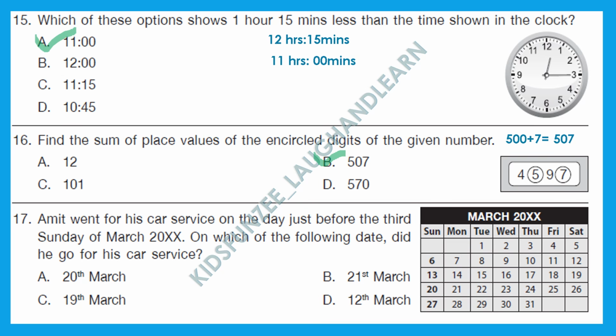Amit went for his car service on the day just before the third Sunday of March 20XX. On which of the following date did he go for his car service? So let's first find the third Sunday of this calendar. This is first Sunday, which is 6, second is 13, and third Sunday is 20th March. And when did he go for the car service? A day before that. So the right answer is going to be 19th of March, which is option C.